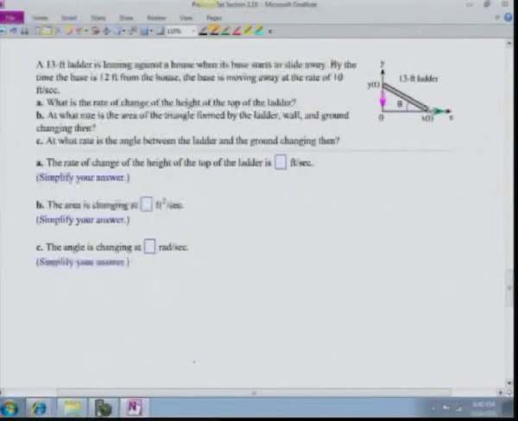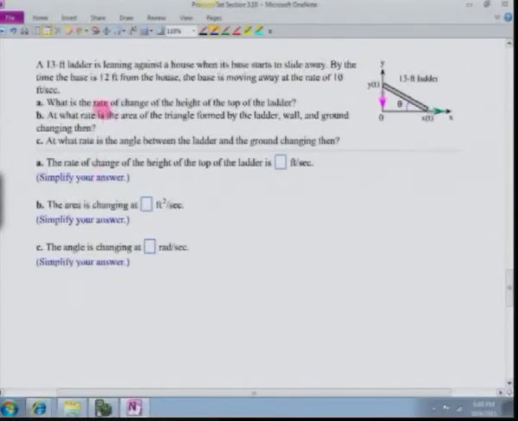All right. A 13-foot ladder is leaning against a house, and its base starts to slide away. So the base of the ladder is moving away. By the time the base is 12 feet from the house, the base is moving away at a rate of 10 feet per second. So by the time it gets to that 12 feet, it's moving at a rate of 10 feet per second.